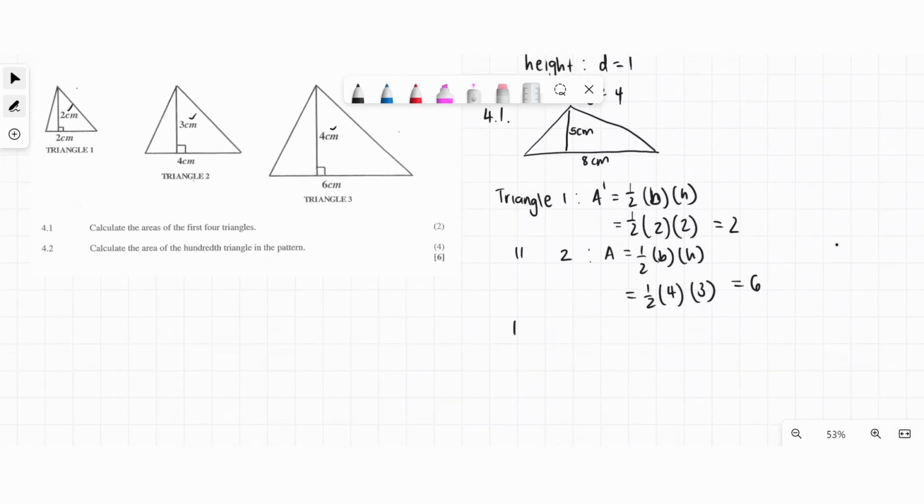Then for triangle 3, I'm just going to substitute. Area is going to be equals to what? It's going to be half base of 6, then a height of 4, which you're going to get as being 12. And the last triangle, which is this one, triangle 4. So triangle 4 is going to be area is equals to a half, a base of 8, and a height of what? A height of 5. Therefore your area is going to be what? It's going to be 20.